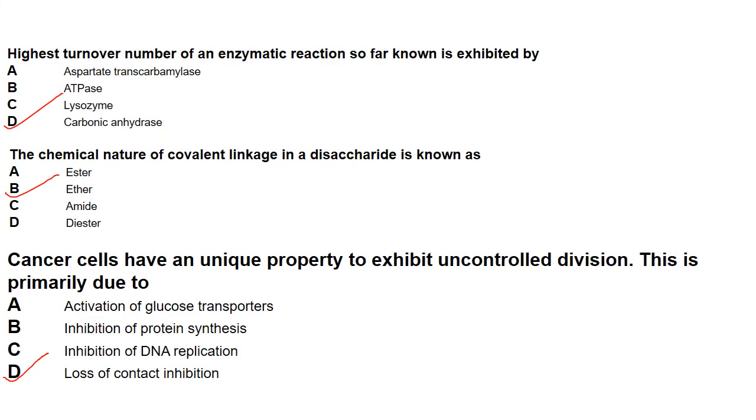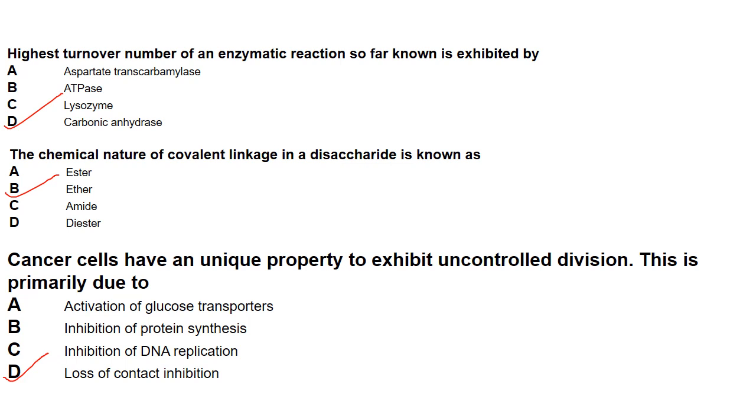The highest turnover number of an enzymatic reaction so far known is exhibited by carbonic anhydrase. Answer is option D. The chemical nature of covalent linkage in a disaccharide is known as.